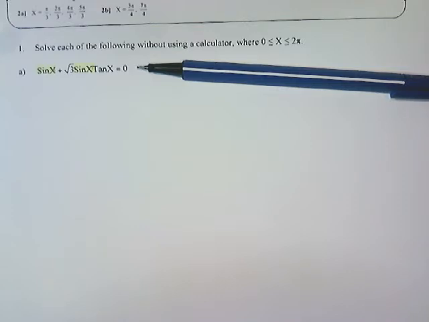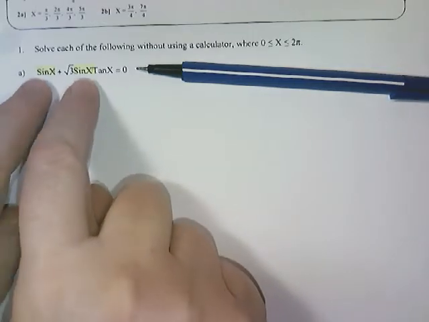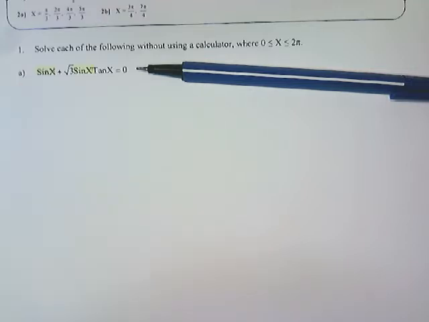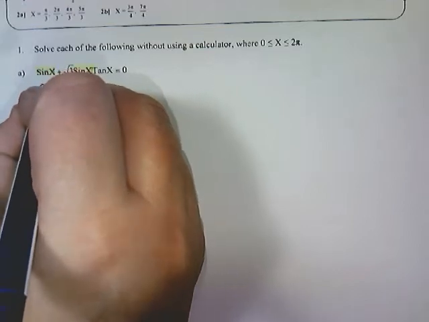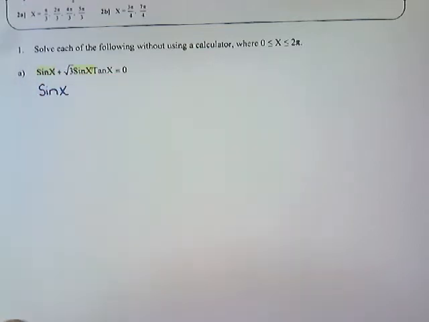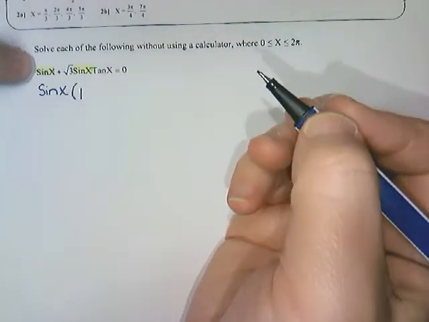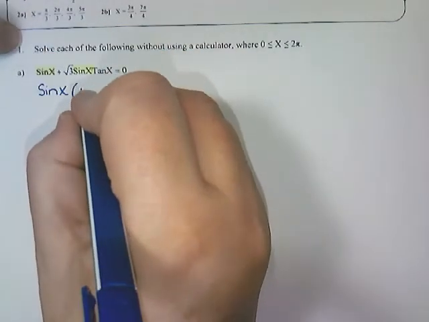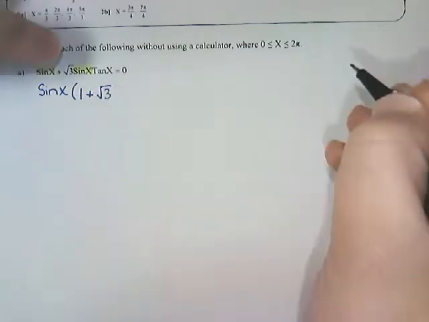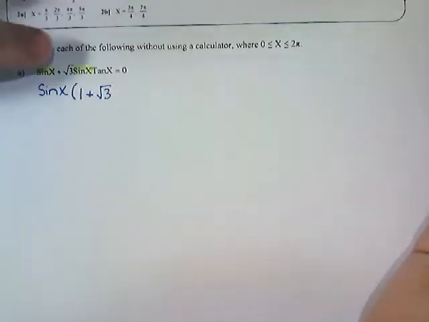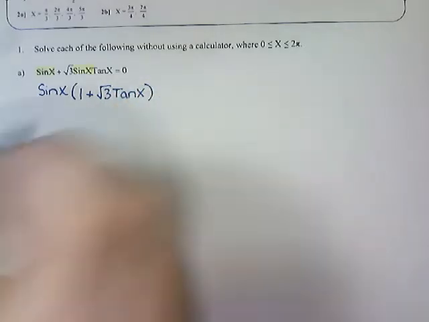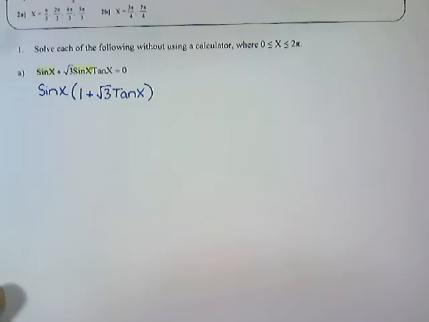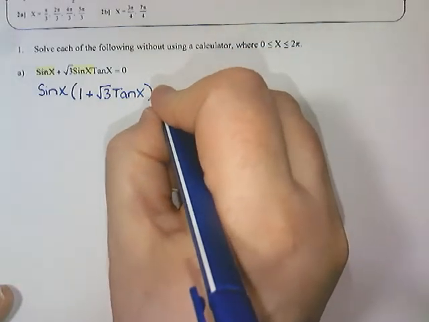We could use variable replacement, but because I see that they both have a sine x, I think I'm going to try to common factor. So I'm going to common factor out sine x. And when I do that, I'm going to be left with sine x divided by sine x is 1. The square root of 3 divided by sine x, still the square root of 3. The sine x divided by sine x cancels out, and then I still have tan x. So I have sine x times 1 plus the square root of 3 tan x, and that equals 0.